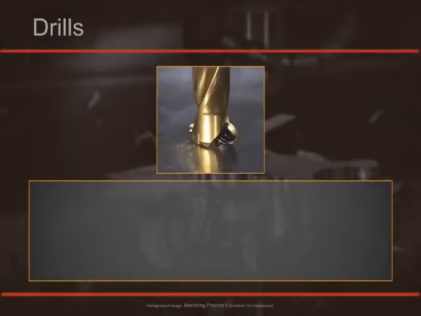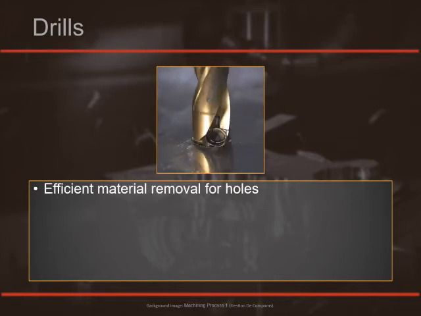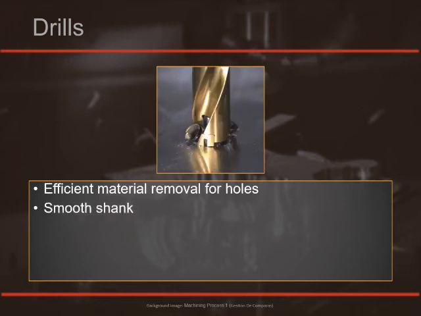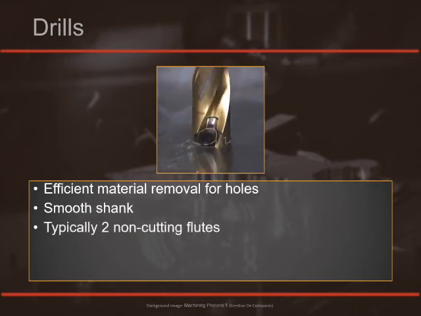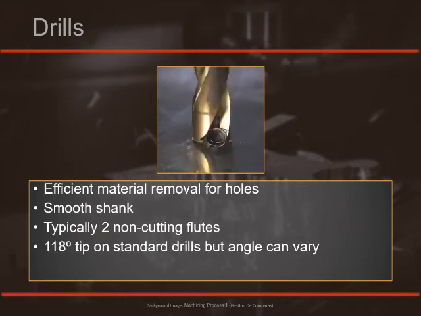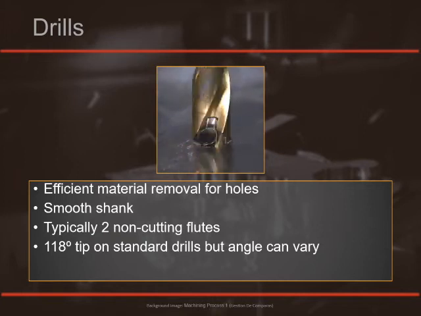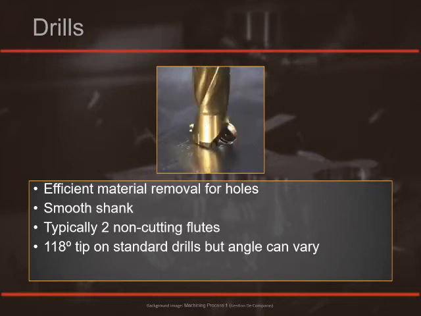The most common cutter, which is familiar to most people, is a drill bit. It's the most efficient at material removal for holes of any device. They tend to have a smooth shank and typically have two non-cutting flutes. The standard drill historically has been 118 degrees included angle on the tip. But with modern drill technology, this angle can vary, so make sure you look at the specifications.